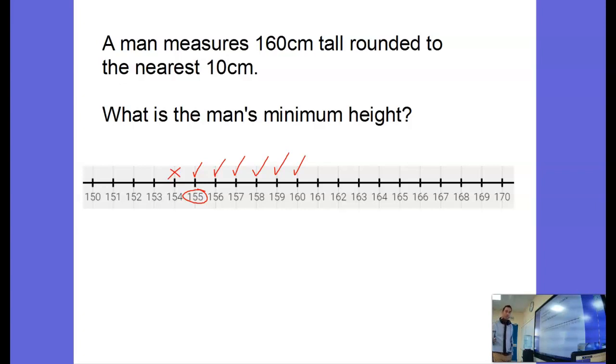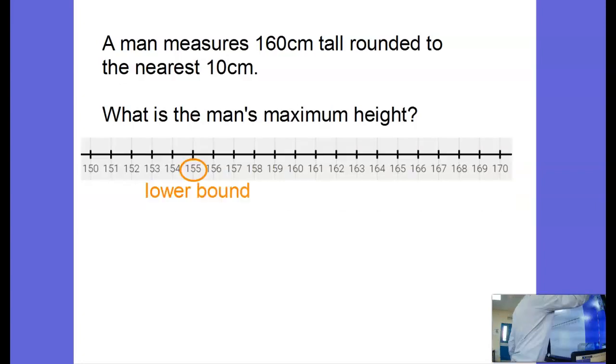That's my minimum height that this man could have been. If he was 155 centimetres exactly, he'd have rounded to the nearest 10 and got 160. If he was 154, no, we'd have rounded down. So we say the minimum value there, or the lower bound, is 155. That is the lowest boundary for his height. Thinking about the maximum height, what's the maximum his height could be?